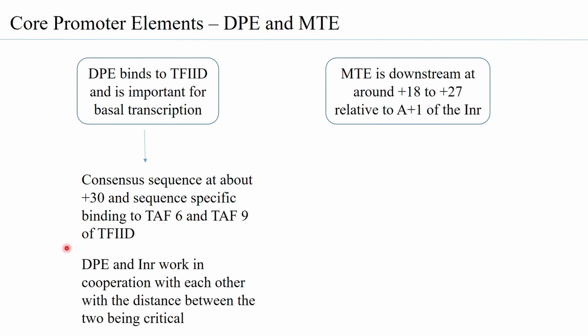Several studies have also importantly shown that the DPE actually works in tandem with the initiator region to initiate transcription, and the distance between the INR and the DPE has been found to be a critical component of actually deciding whether transcription is going to be weak or strong.